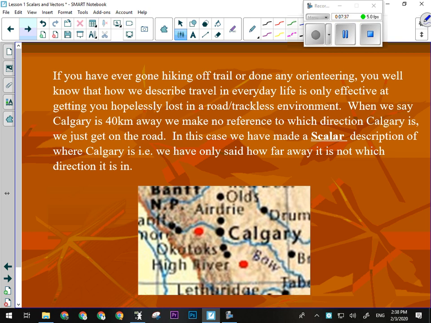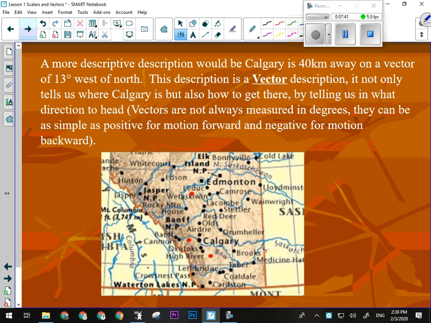Okay. Everyone okay with that idea between scalar and vector? Now, a vector description would be more descriptive, not necessarily more accurate, but more descriptive. We'd say 40 kilometers away, 13 degrees west of north. Okay, that would get me downtown Calgary from here. That would be a vector description. It not only tells us where Calgary is, but also what direction to go in order to get there. Now if I say 40 kilometers, it might be 40 kilometers, but is it possible I might travel several directions if I'm on the road?